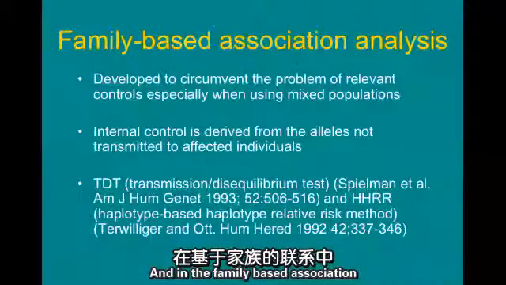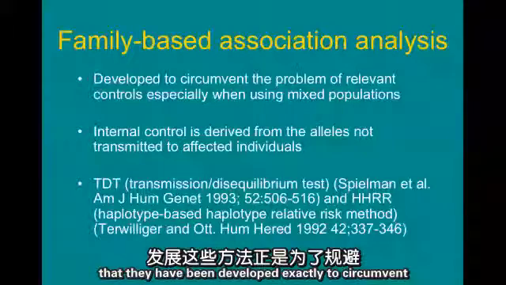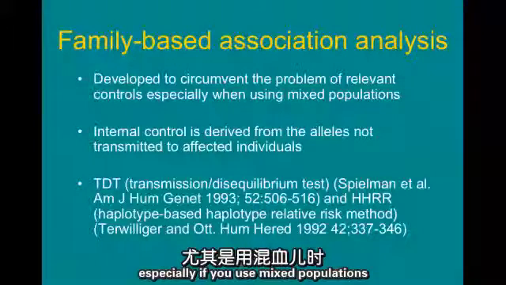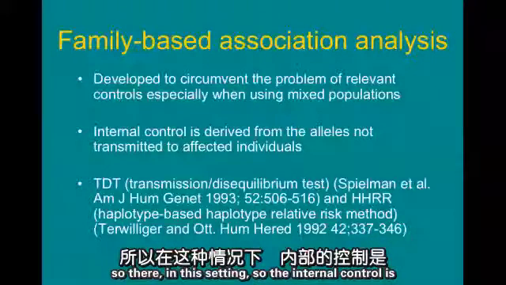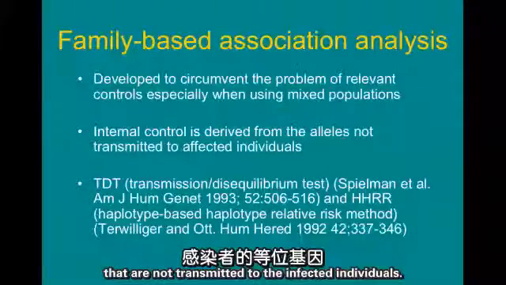Family-based association is a safe method in the sense that it has been developed exactly to circumvent this problem of relevant controls, especially if we use mixed populations, such as a study sample from the Los Angeles area. In this setting, the internal control is derived from those alleles that are not transmitted to the affected individuals.